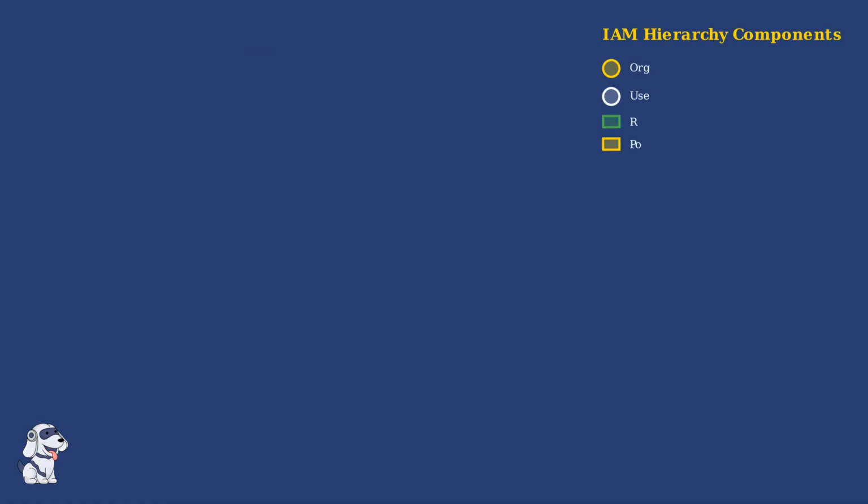IAM hierarchies represent the structured relationships between different identity and access management components within an organization. Understanding these hierarchies is crucial for effective permission management and security implementation. At the top of the hierarchy sits the organization, which serves as the root container for all IAM resources. This organizational level provides the foundational structure for managing identities and permissions across the entire enterprise.